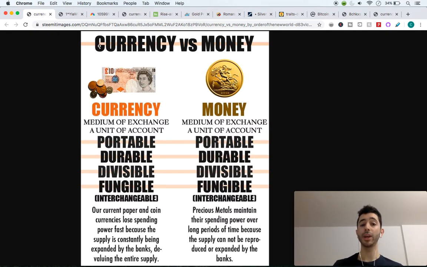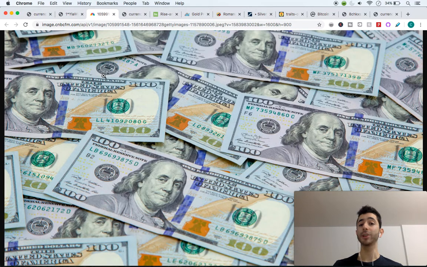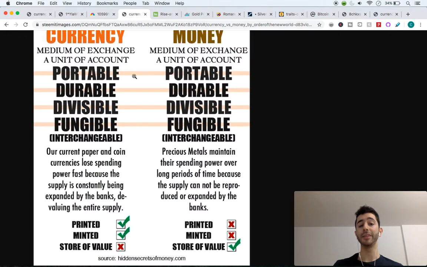So when it comes to currency, of course, you would know what we use today is currency. Fiat dollars, the American dollar, all the currencies around the world. This is currency, it fulfills these properties. But here is the difference between currency and money. So currency, we just mentioned, fills all of these traits. Money also fills all of these traits, all of these characteristics, but it has one other thing. It's a store of value, meaning that over time, it maintains its purchasing power instead of losing its purchasing power.